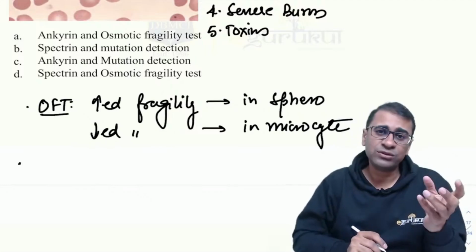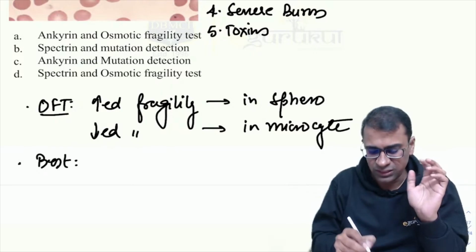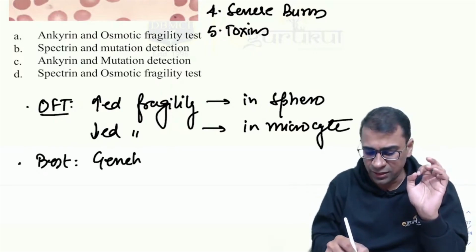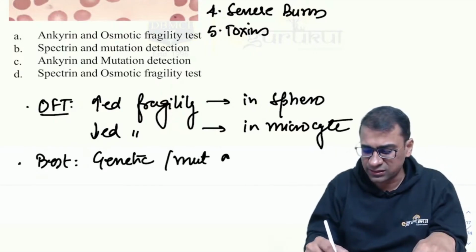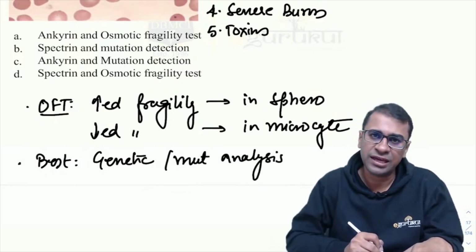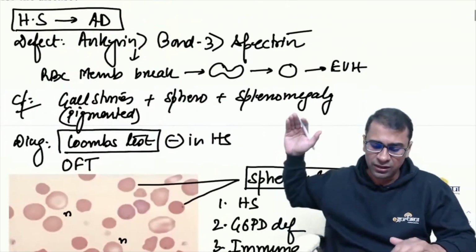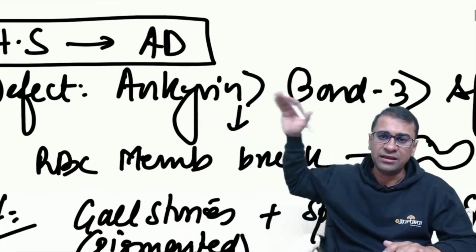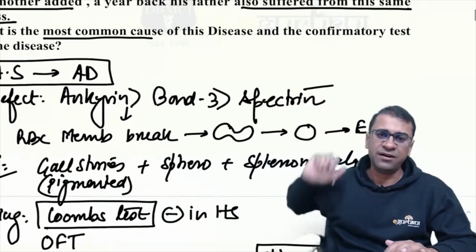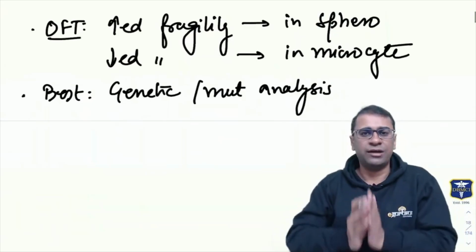So the best way of diagnosing, when you are asked for the best one, just remember one thing, it should be genetic, meaning mutation analysis. Mutation analysis is the best way of diagnosing a case of HS. And what mutation can you guess? Most commonly ankyrin, then band 3, and spectrin deficiency can be seen as a mutation in hereditary spherocytosis.